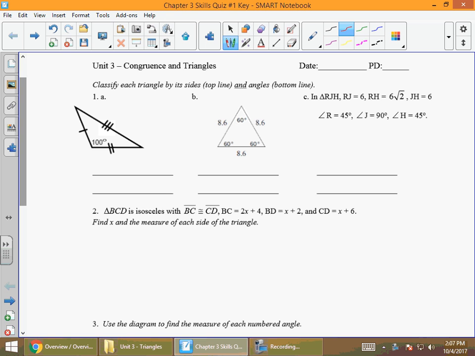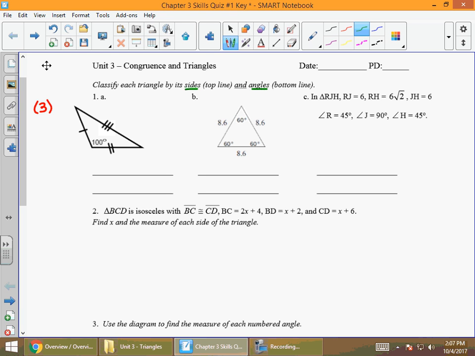So question number one is parts A, B, and C. Each line is worth a half a point, so this question itself will be worth 3 total points. You just need to classify each triangle on the top line by its side and on the bottom line by its angles. When we are classifying by sides, we're using words like isosceles, scalene, or equilateral.